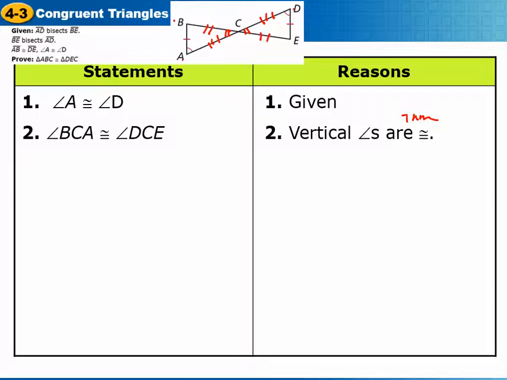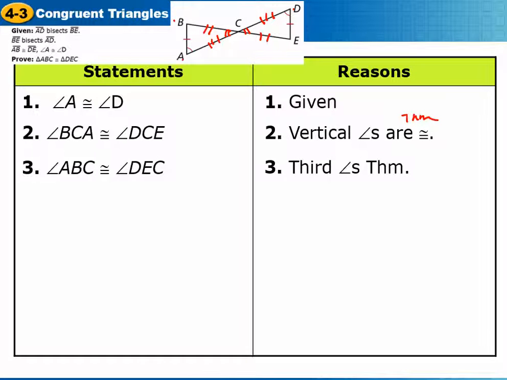Okay, next step, angle ABC is congruent to angle DEC. Well, they've already got 2 sets of angles congruent, so that only leaves the third angles to be congruent. So the third angles theorem says that those angles must be congruent. All right, now we have segment AB congruent to segment DE. That was given. Now, it's interesting that they didn't start with their first given. They still haven't even used that one.